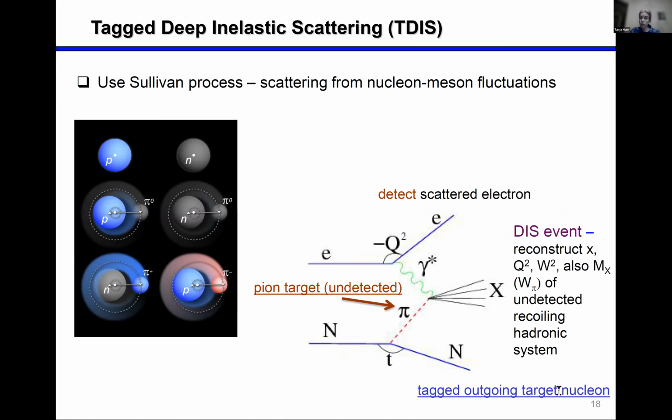So here again, we're using the Sullivan process. In this case, we are detecting a scattered electron. We actually don't detect the pion now. This is the pion target. It's the same thing, of course; you still have to show that it's a valid pion target, but we will not detect it here. But we do tag the outgoing target nucleon, which for the pion case is, of course, the neutron.